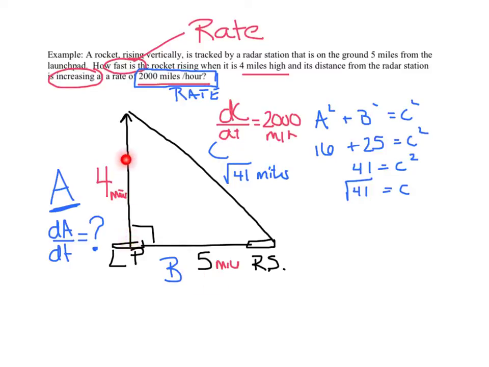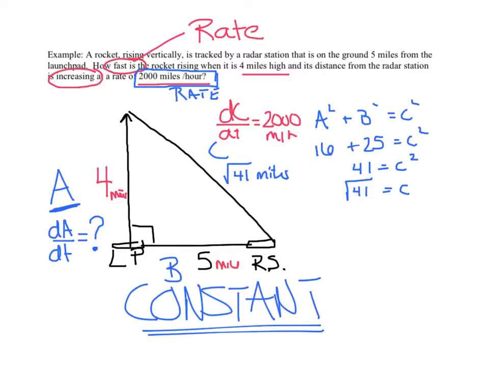Well, if the rocket's rising, clearly this side is changing. And as the rocket goes up, would you agree this side is changing, depending upon how high the rocket is? But what's never changing in this problem is the launch pad and the rocket station are always going to be 5 miles from each other. Think about this. Your house and the school are always going to be the same distance from each other. It's not going to change. So what I want you to do is, in big letters, write the word constant here. And we love constants if we have them.